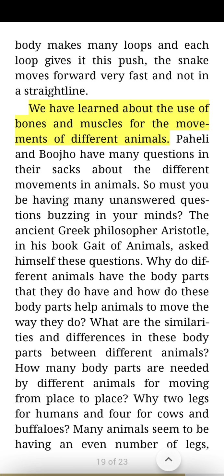We have learned about the use of bones and muscles for the movements of different animals. Paheli and Bujo have many questions in their sacks about the different movements in animals. So must you be having many unanswered questions buzzing in your minds. The ancient Greek philosopher Aristotle, in his book Gate of Animals, asked himself these questions.